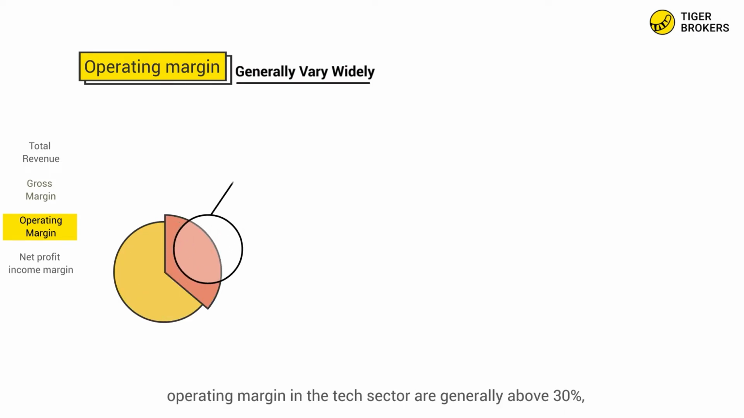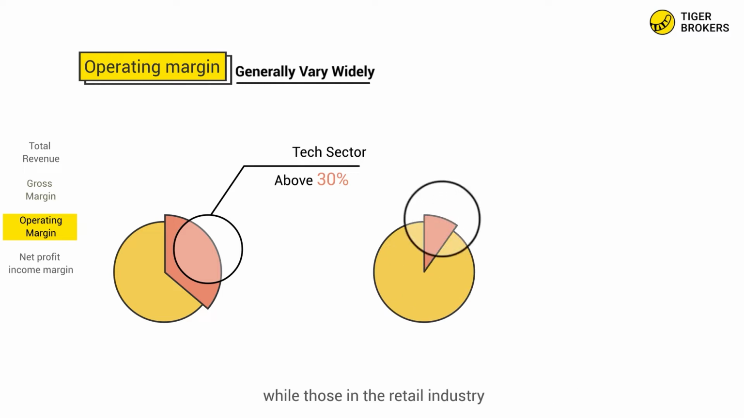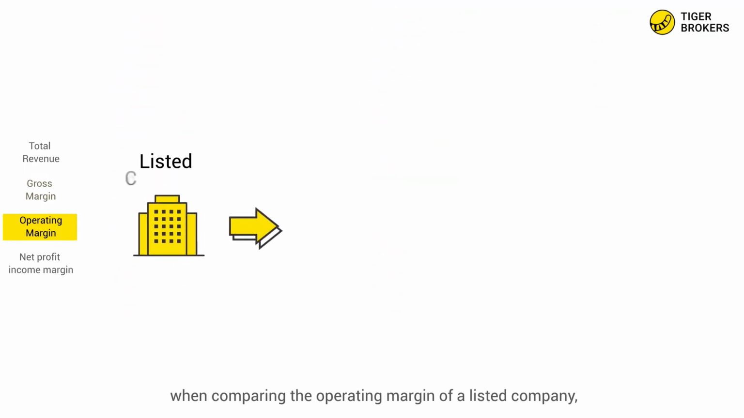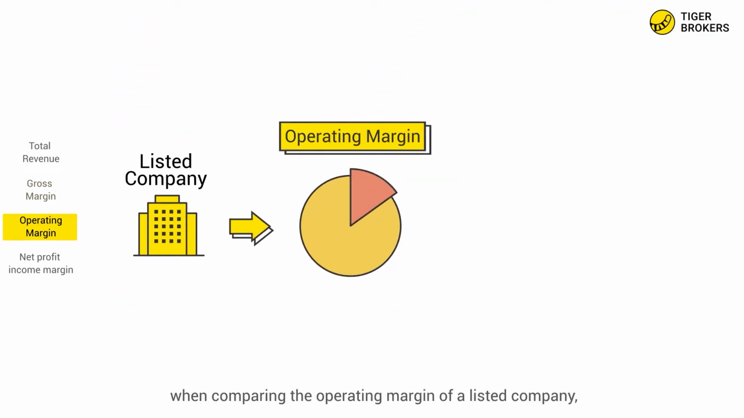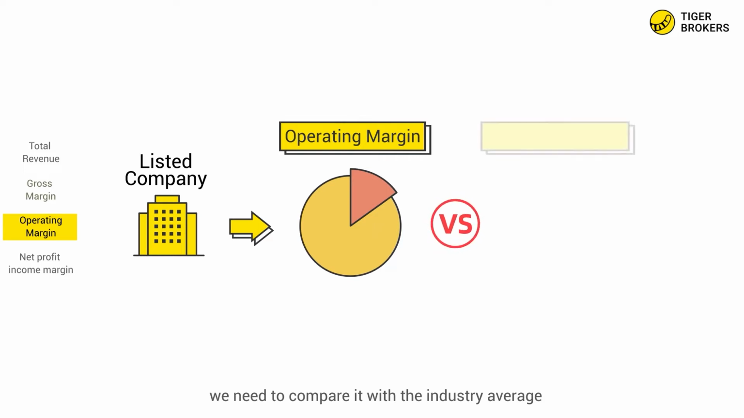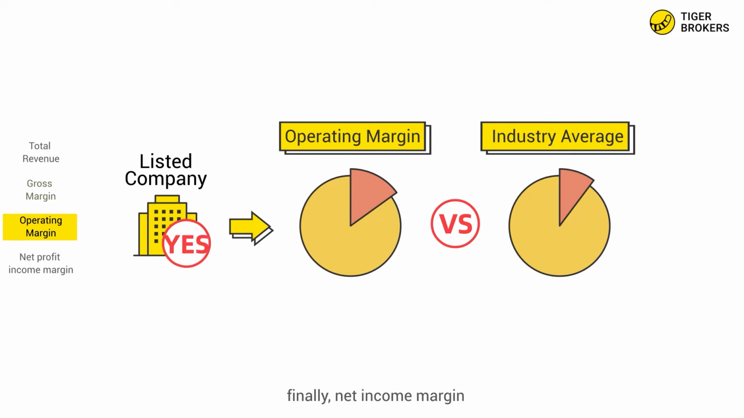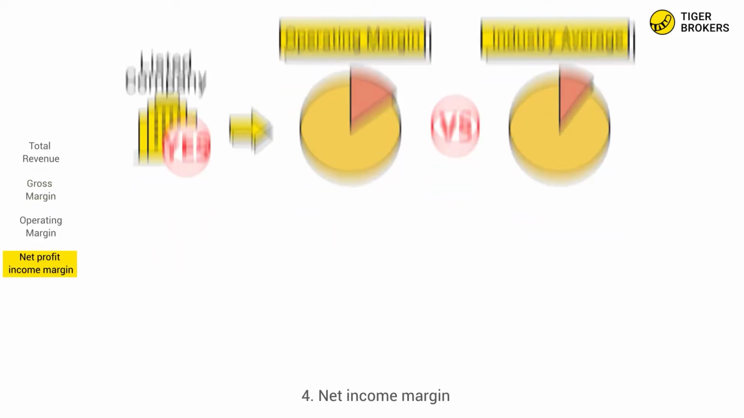For example, operating margins in the tech sector are generally above 30%, while those in the retail industry and manufacturing industry are generally only about 10%. Therefore, when comparing the operating margin of a listed company, we need to compare it with the industry average so that we can judge whether the company has a competitive advantage. Finally, net income margin.